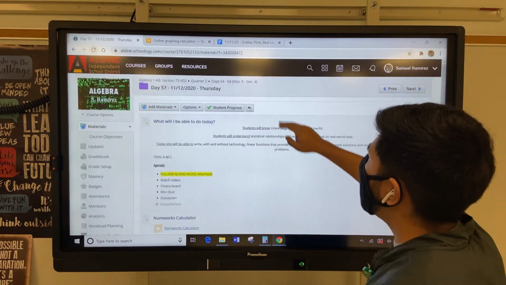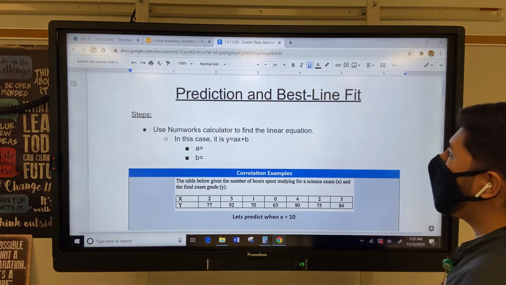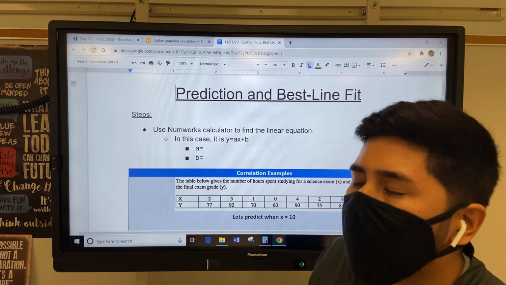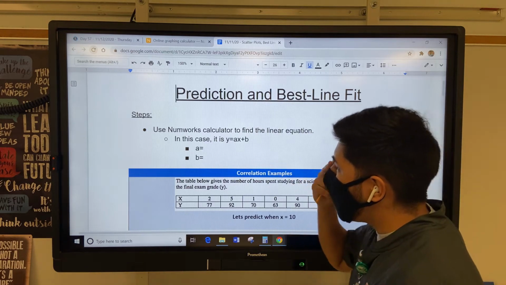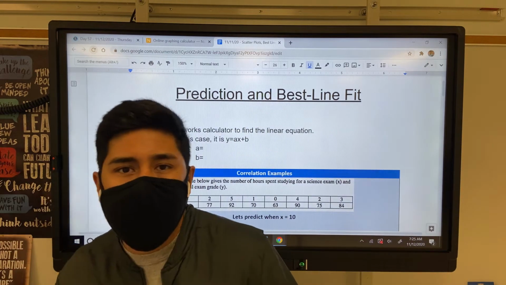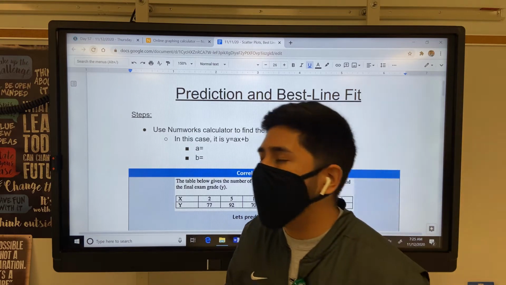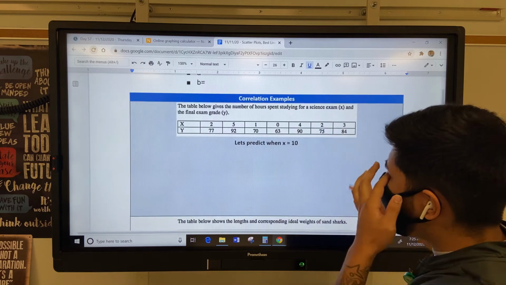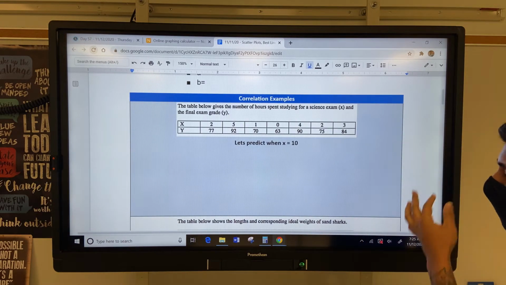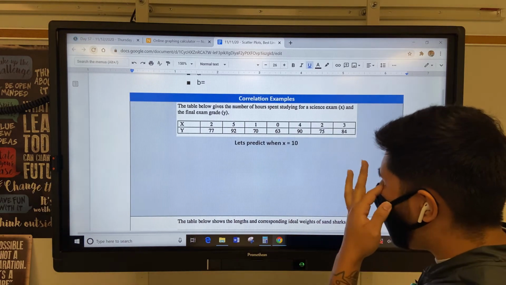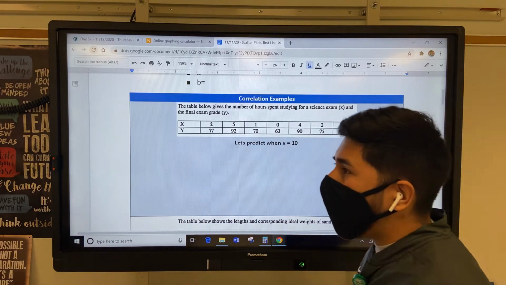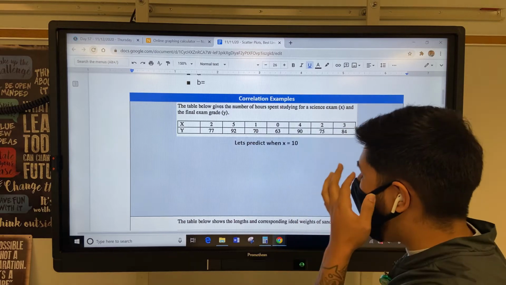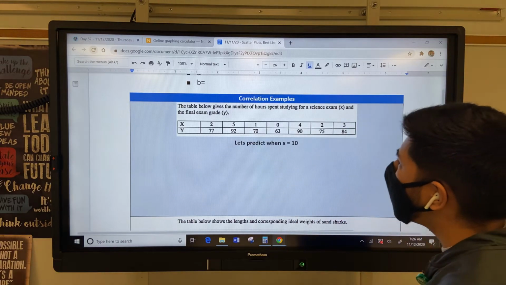But let's go over it. All right. So today is going over prediction and line of best fit. Okay. So we're going to use that Numworks calculator to find the linear equation to predict either future values or values within the table. Example. The table below gives the number of hours spent studying for a science exam X and the final exam Y. So right here we're saying how many hours do I put into study will give me the grade that I should deserve, right? Let's check it out.